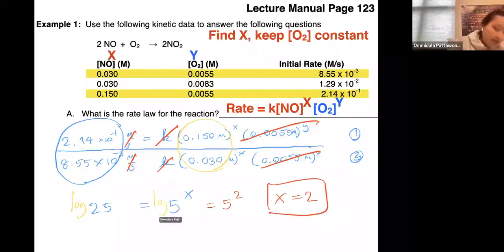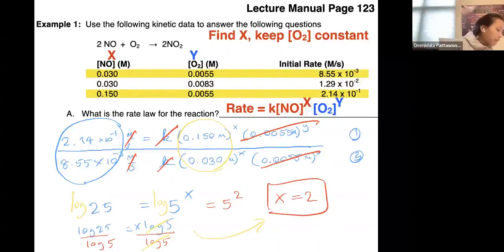Okay, so if you put log on both sides, the exponent is going to come down. You get log of 25 equal to X log of 5, and then you divide both sides by log 5 to solve for X. X comes out equal to 2 in this case. So now we know one value: with respect to the concentration of nitrogen monoxide, the reaction order is second order.